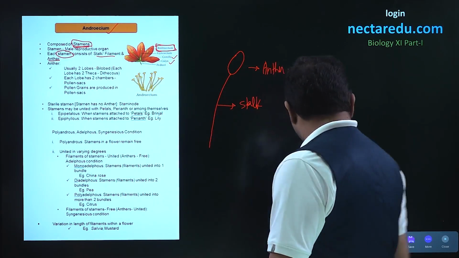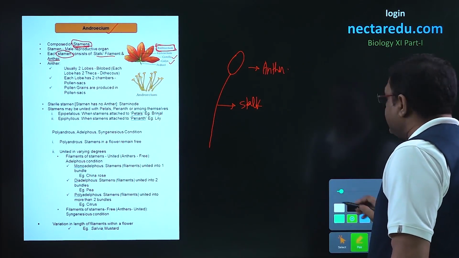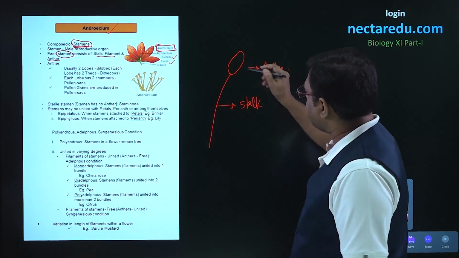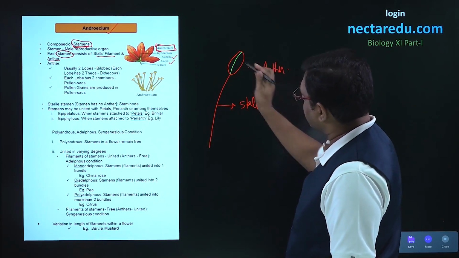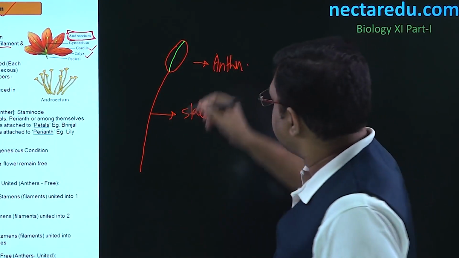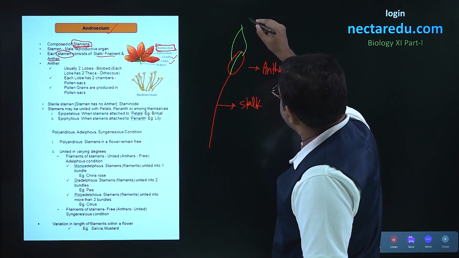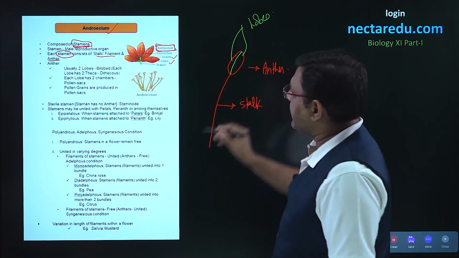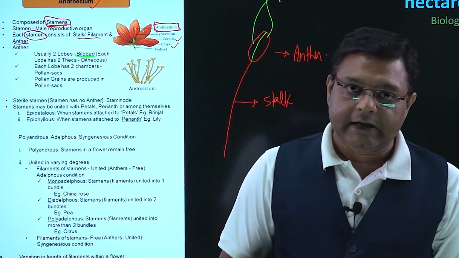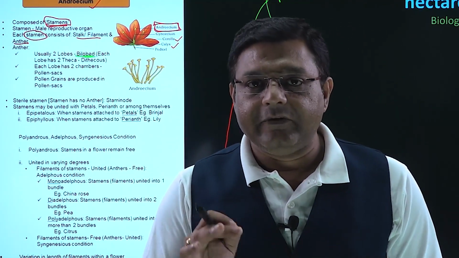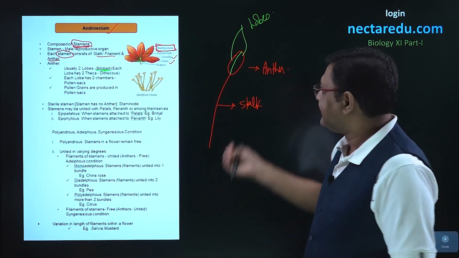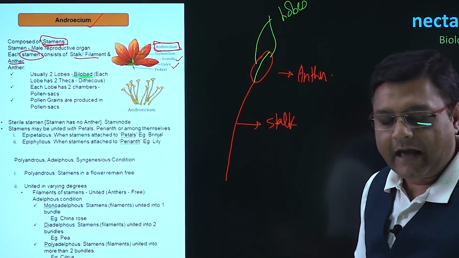Now coming to the details of the anther. This particular anther usually will have two lobes. So this anther will be divided into two parts, the first part and the second part, and these individual parts are called lobes. So in this case, we can see that two lobes are there, and that is why this condition is called bilobed condition. After this, each lobe will have two theca. So this one lobe will have two theca. The other lobe again will have two theca.